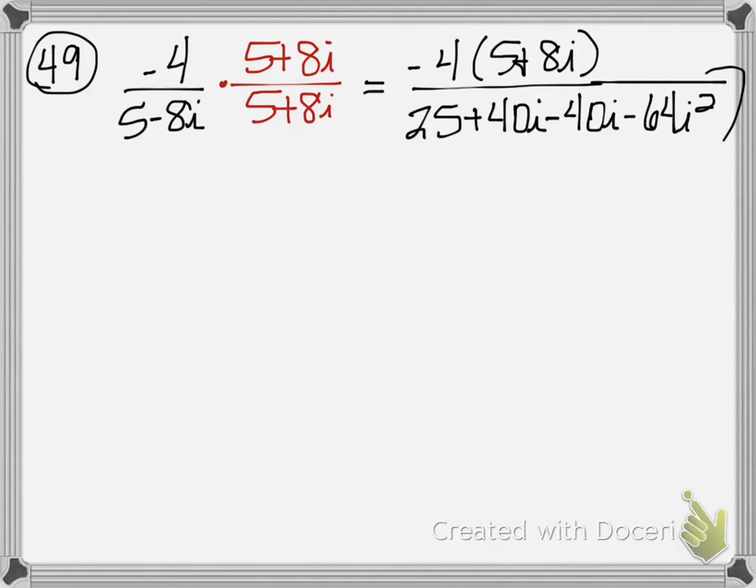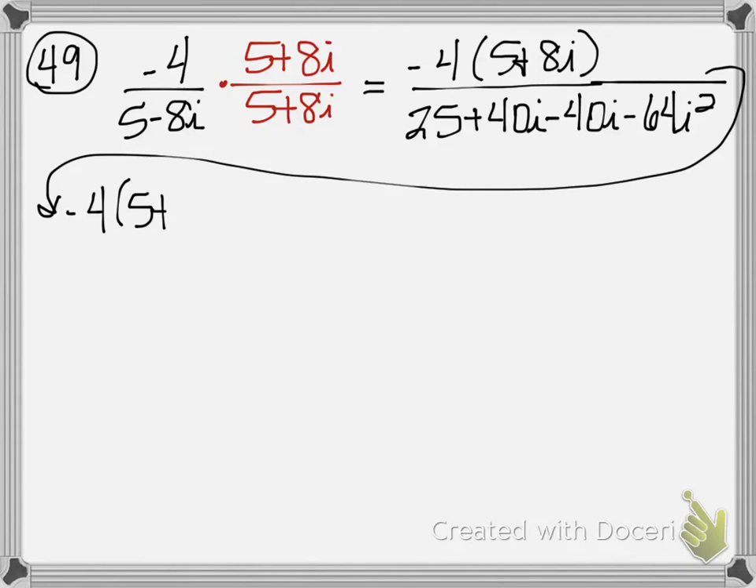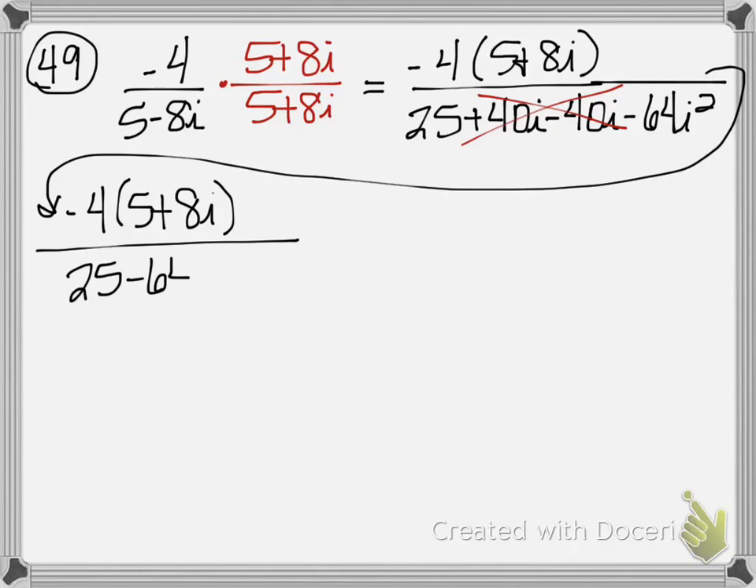So then, I still have my numerator, negative 4 times 5 plus 8i. My denominators, let's see here, I can cancel my two middle terms. So that's going to leave me 25 minus 64 times i squared. I'm going to put in a negative 1. So see how we no longer have an i in the denominator? It will end up being just a single number as soon as I'm done simplifying.